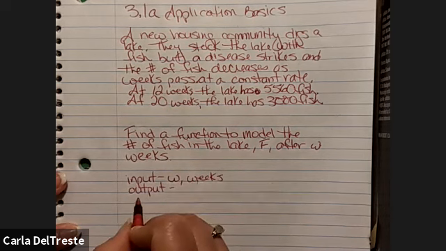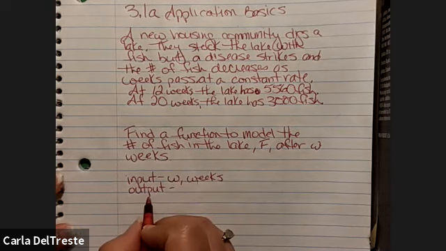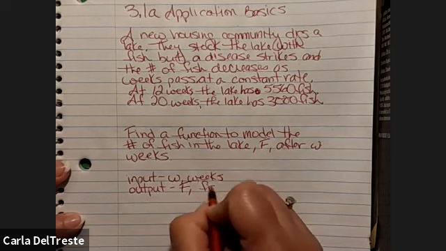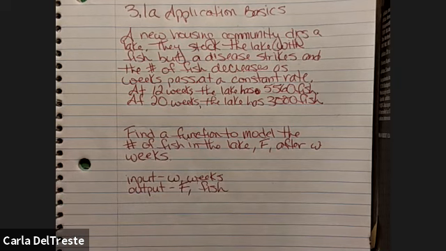And what am I trying to measure? Remember, output is always what you're trying to get as an answer or as a result. I'm trying to measure the number of fish. So that's F.